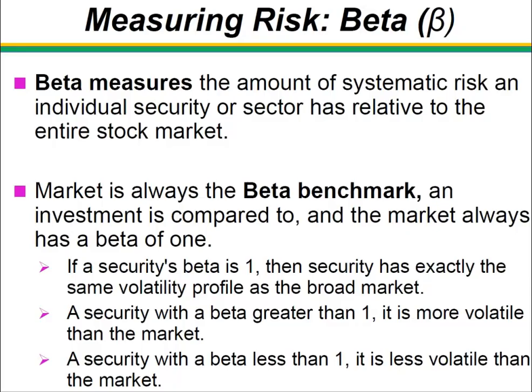A security with a beta greater than 1 is more volatile than the market. If a stock has a beta of 1.5, it would be expected to move 15% when the market moves 10%. So it essentially amplifies market movements. A security with a beta less than 1 is less volatile than the market. So a stock with a beta of 0.5 would be expected to move only 5% when the market moves 10%. So essentially it dampens market movement.